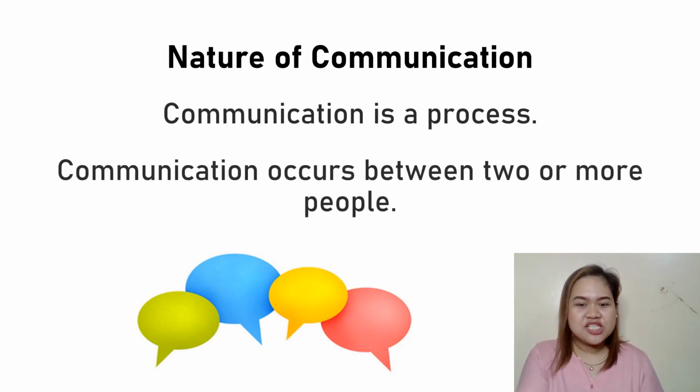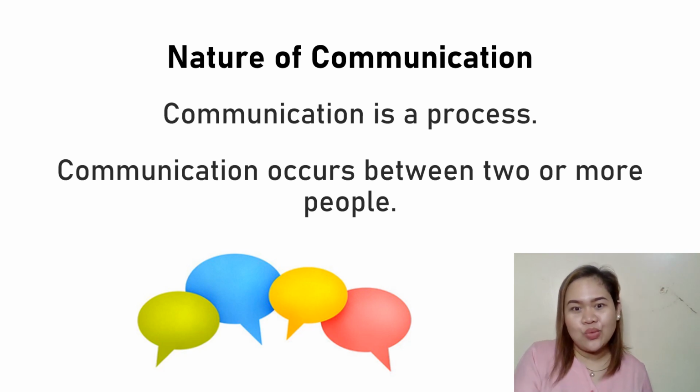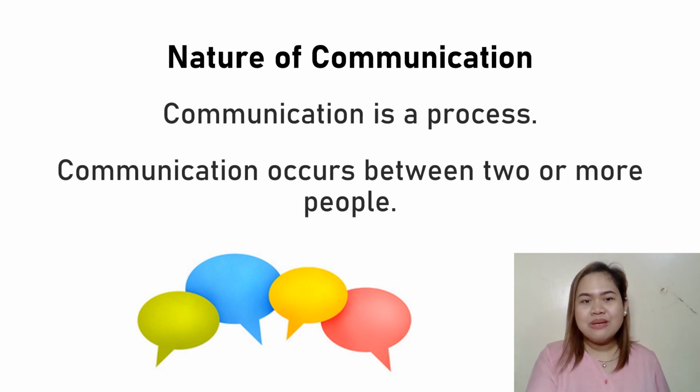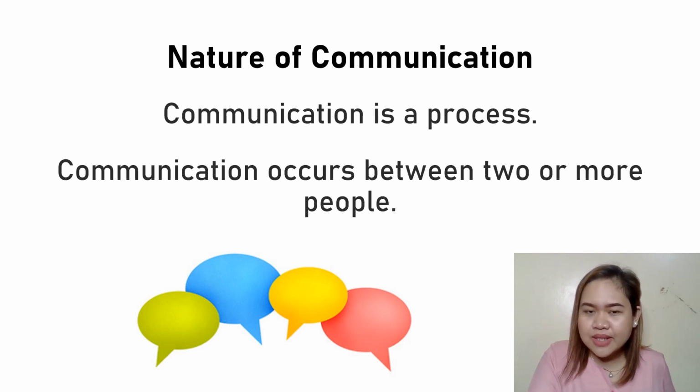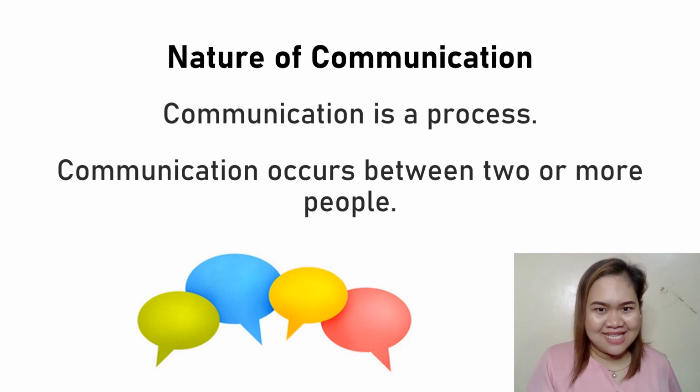Second, communication occurs between two or more people, like you talking to your friend, you talking to your mom, or you talking to your group of friends or even classmates. That is communication occurring between two or more people. Yet, you may be wondering, what if I'm talking to myself? Is it an example of communication? Well, as the nature says, it only occurs between two or more people. But in our next lessons, that question will be answered.